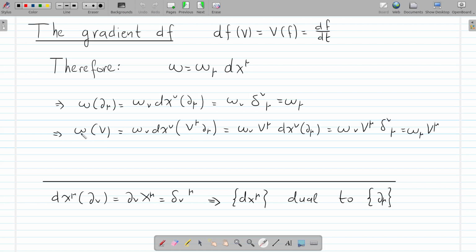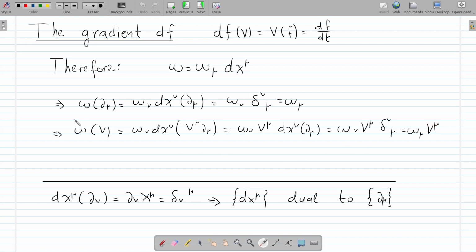Then omega acting on v is the same as this right hand side of this equation acting on v. We substitute for v its expression in terms of the basis d mu. Because of linearity, we have the action of dx nu on d mu, giving us the delta Kroneckers here, and the final result is the contraction of omega with v.